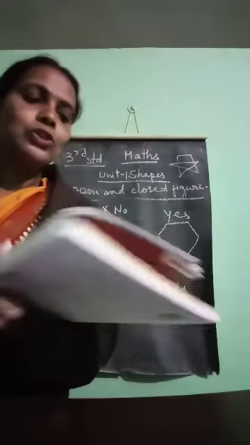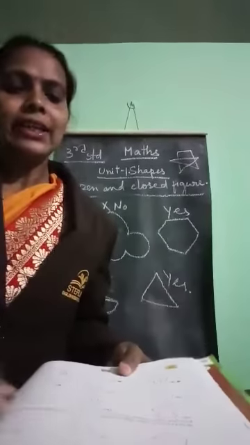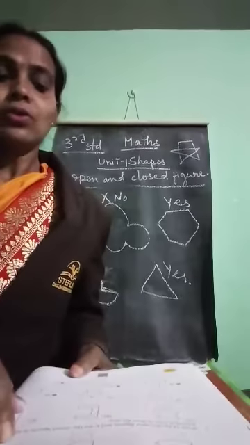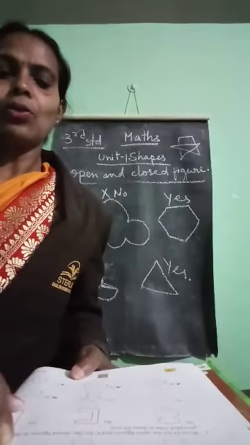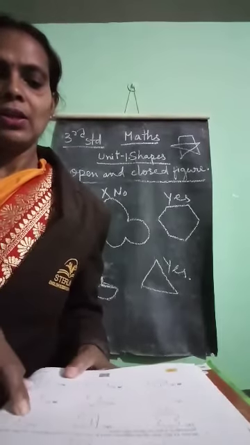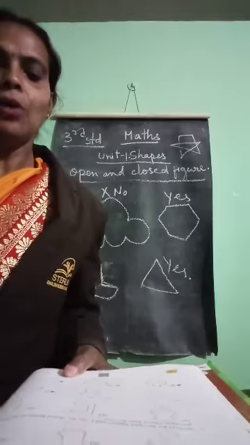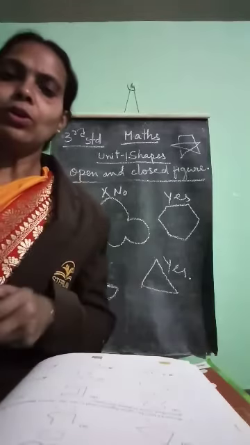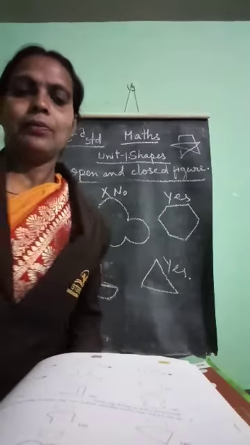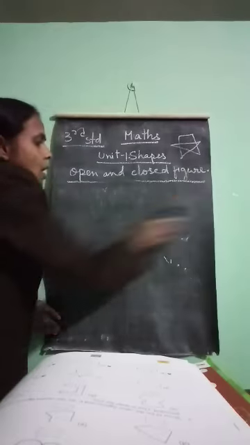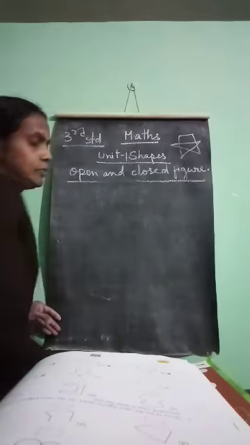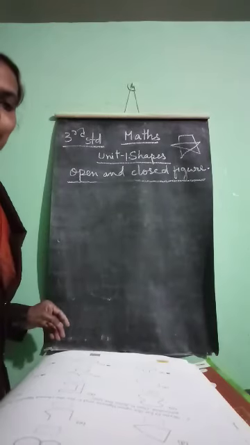Now what is the question? Tick the simple closed figure and cross the closed one. Okay. Now which is simple figure, you have to put a tick. Simple closed figure. Tick the simple closed figures.